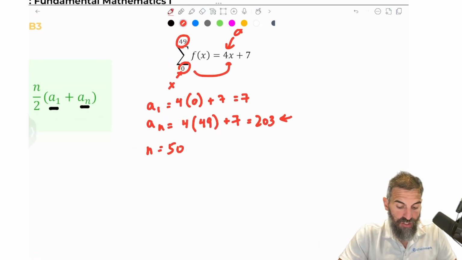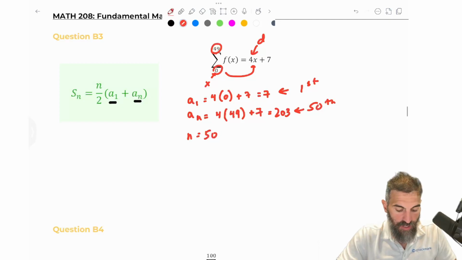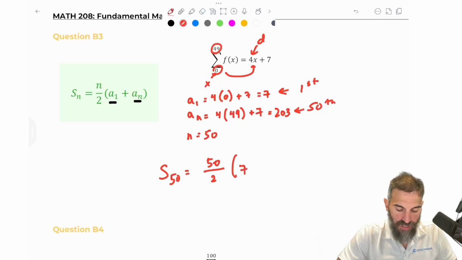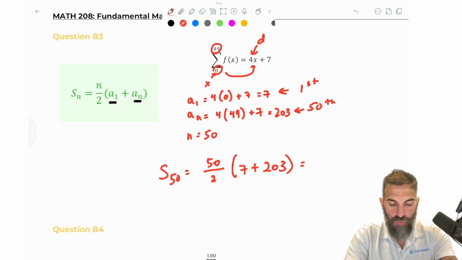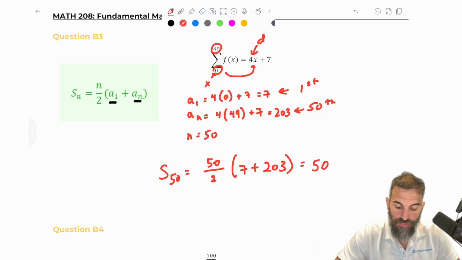This is the 50th term, because this was the first term. Then you follow the formula. So if I want the sum of 50 terms, it's 50 over 2. The first term is 7, and the last term is 203. 25 times 210 is 5,040.